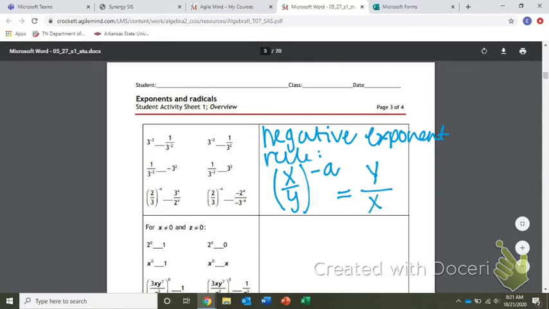You flip your fraction with a positive exponent on the numerator and the denominator. Okay?